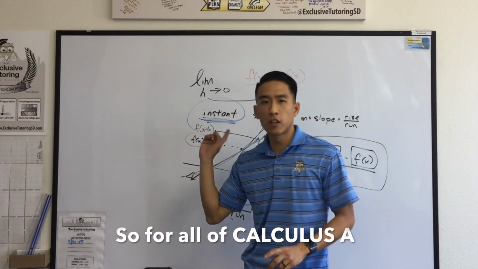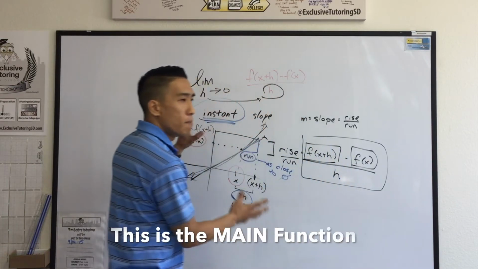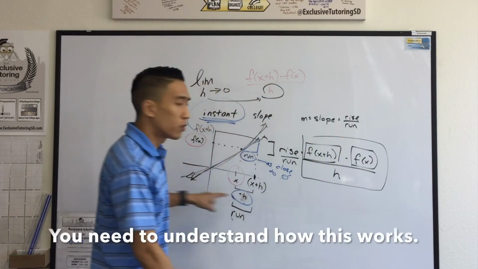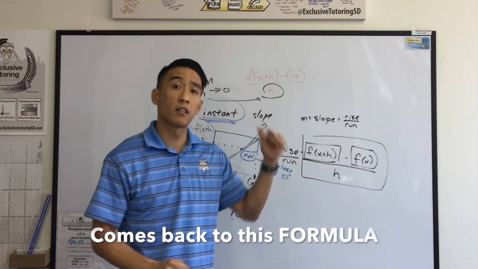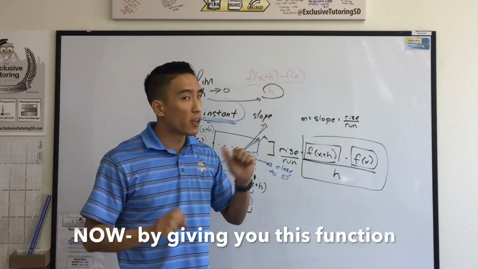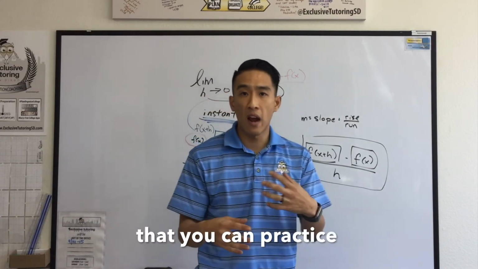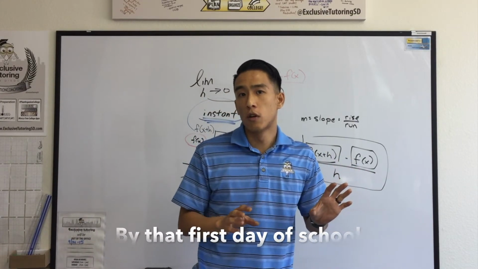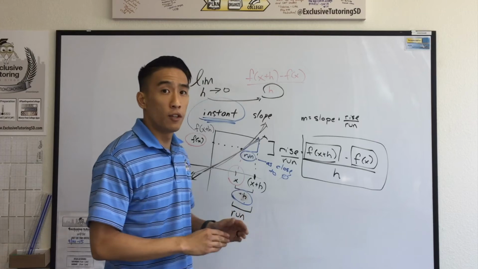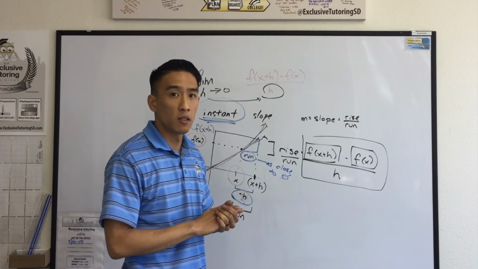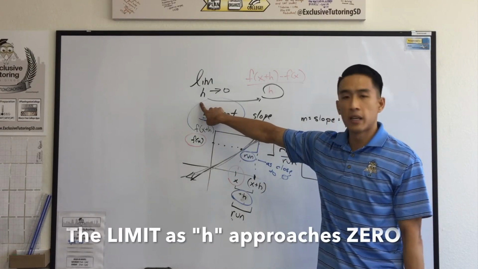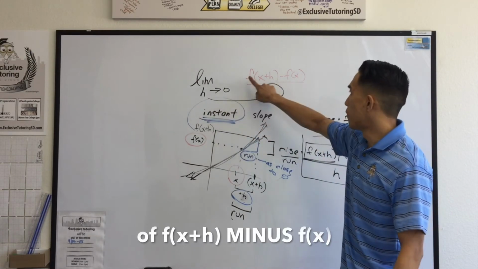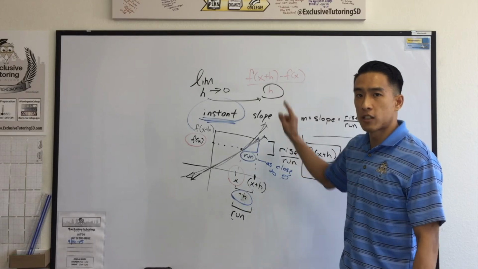So for all of calculus A, this is the main function that you need to understand how it works, because everything that calculates a derivative comes back to this. Now, by giving you this function that you can practice by that first day of school, you'll be able to understand and explain to your friends what exactly this means. Memorize this equation: instant slope. The limit as h approaches 0 of f of x plus h minus f of x over h.